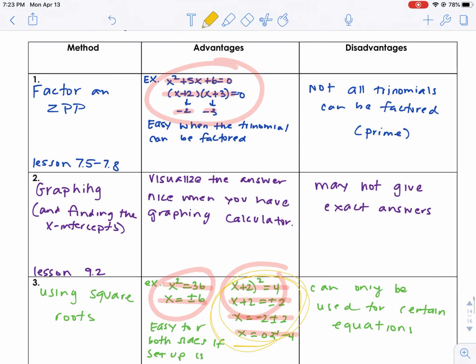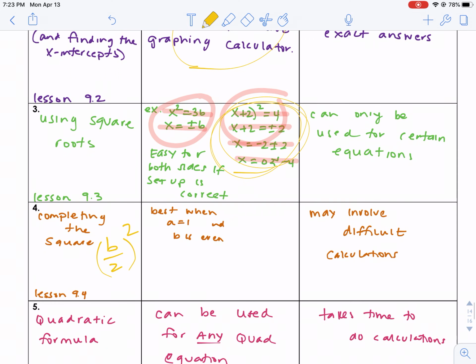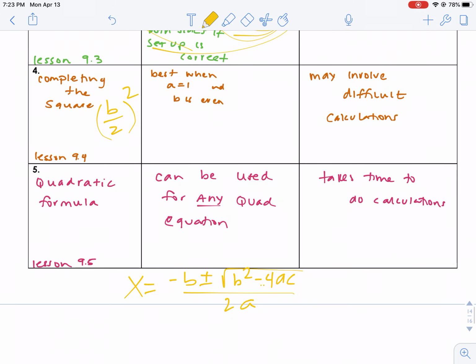So like factoring, it has to be factorable. Graphing, you might get decimal answers. For square roots, it has to be in that format where you can take the square root of both sides. But the quadratic formula can be used for any quadratic equation, and that's really the advantage to it. The disadvantage is it does take some time to substitute everything in and to do all the calculations.